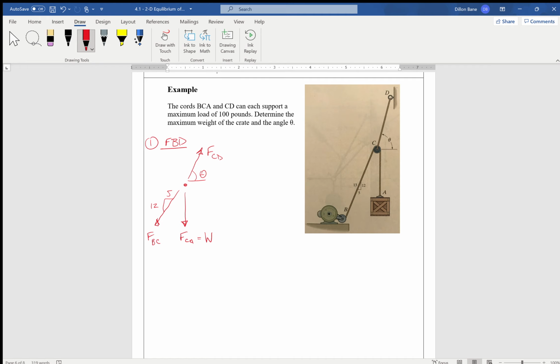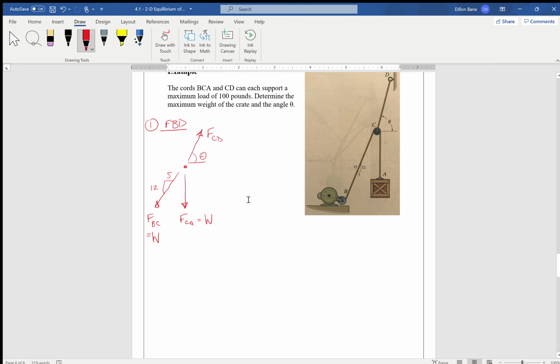Through the special cases that we determined last week for our pulleys, any cable or rope that goes over a pulley has got to have constant tension across the pulley. So instinctively we know that FCA is equal to the weight, but knowing that the pulley has to have constant tension over, we then know that FBC must also be equal to the weight. All right.